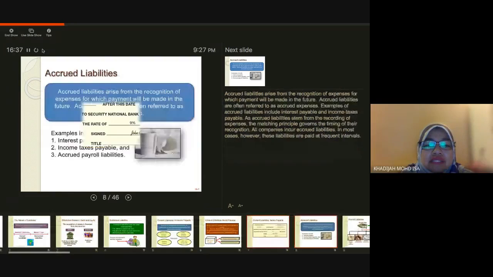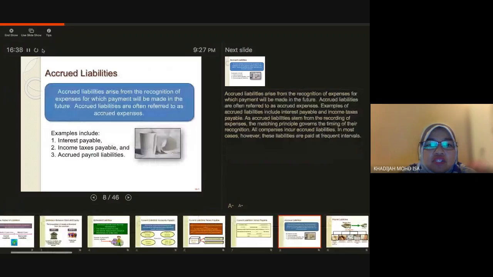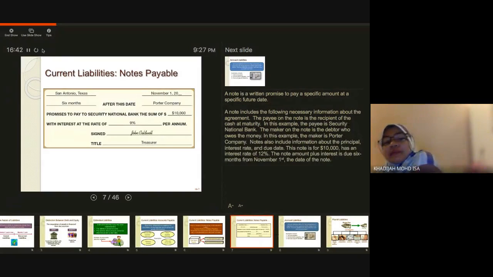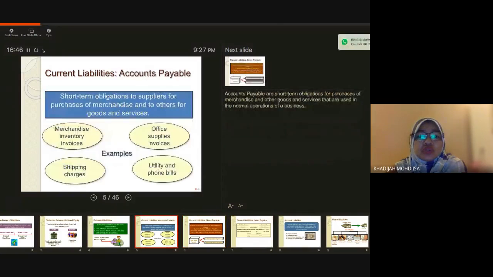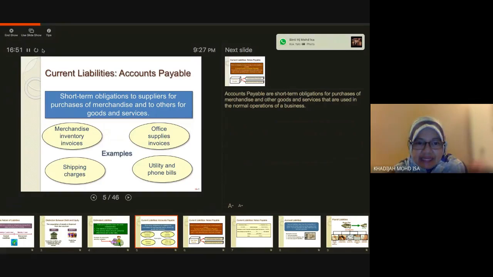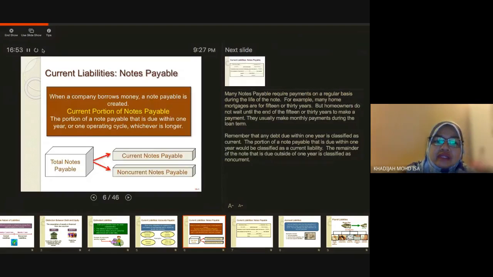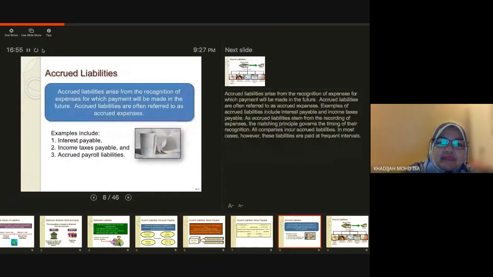Okay. So this is a notes payable, yeah? Normally notes payable is when you borrow money. Accounts payable is because you purchase inventory or your office supplies, equipment, yes. So in this case it is because of the inventory. Okay.